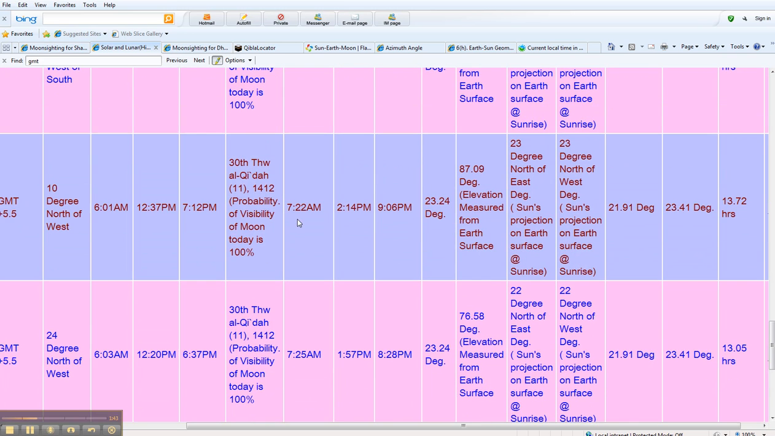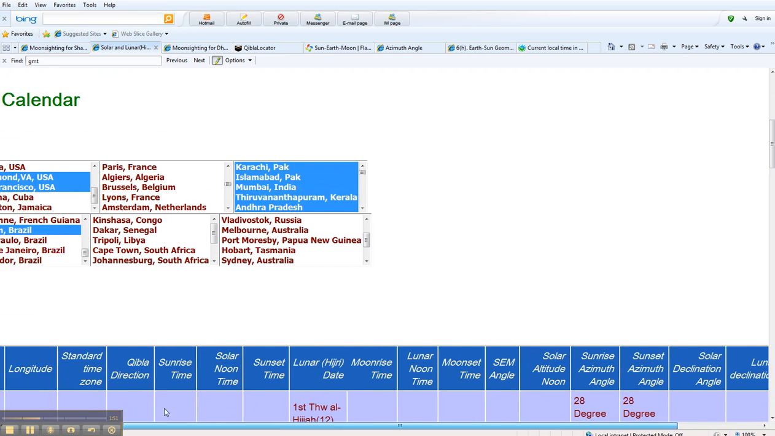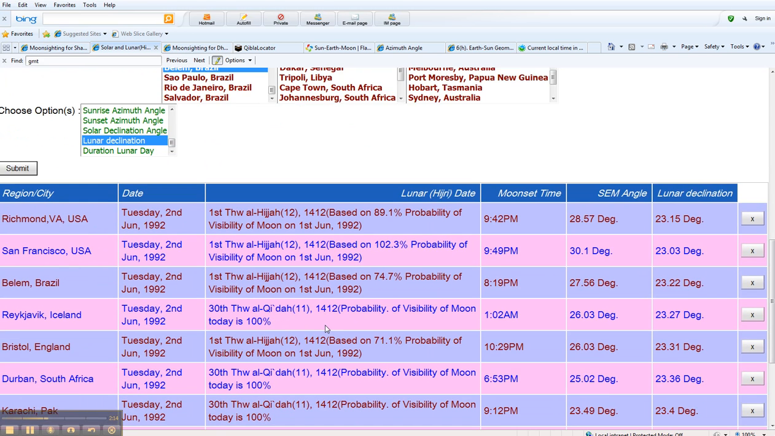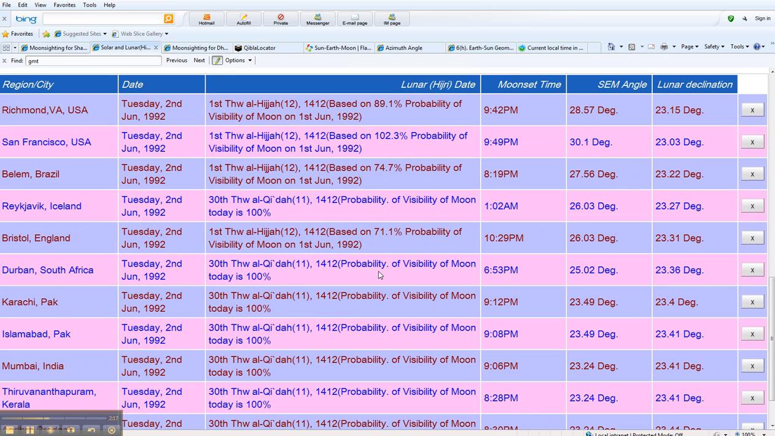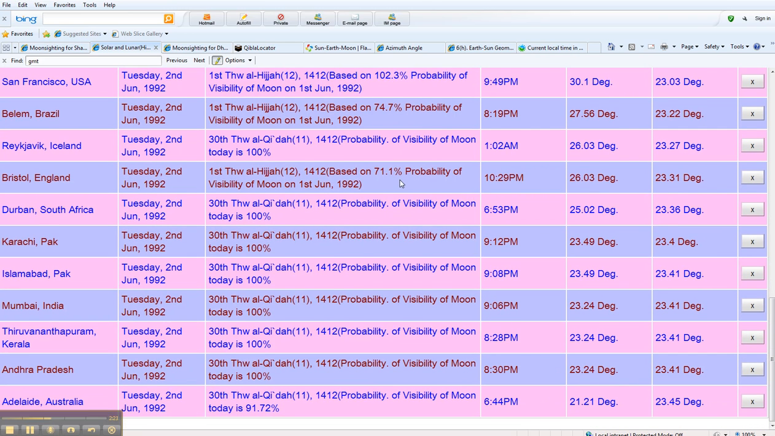And you see different colors here, and let me show you, just let me select the button. Let me show you the lunar declination. First of all, let me show the lunar date. Type L. This is the lunar date. Okay, this is the SEM angle, and the moonset time. Let me choose the lunar declination. Okay, now it gives you a far better view. Fewer columns are there, so you can find out a lot of things here.